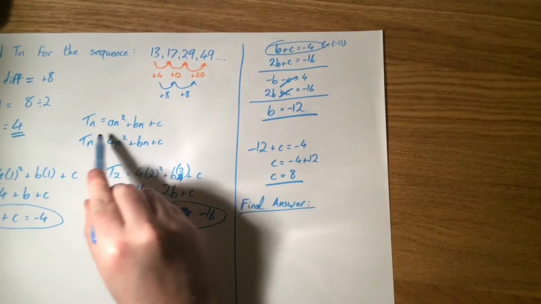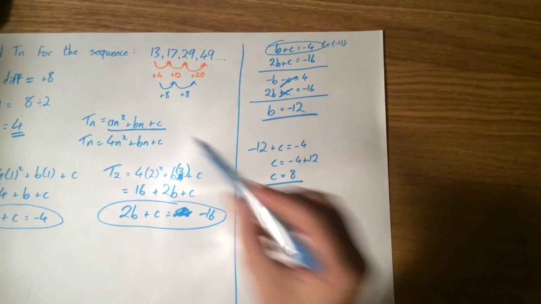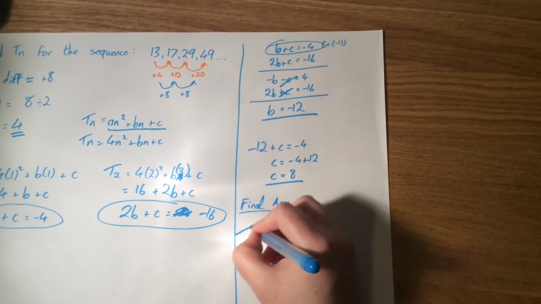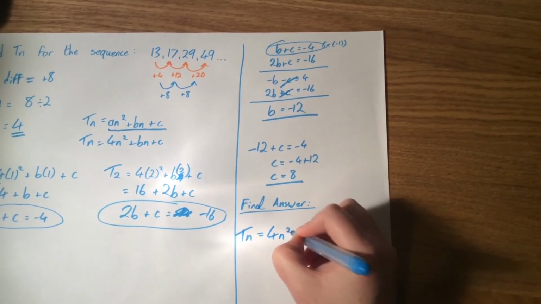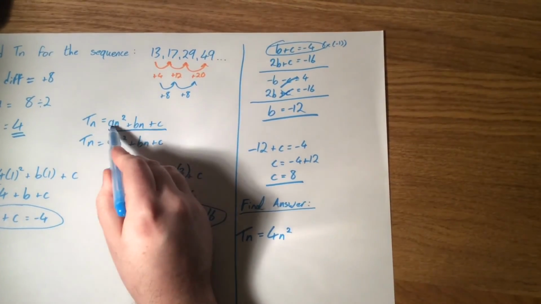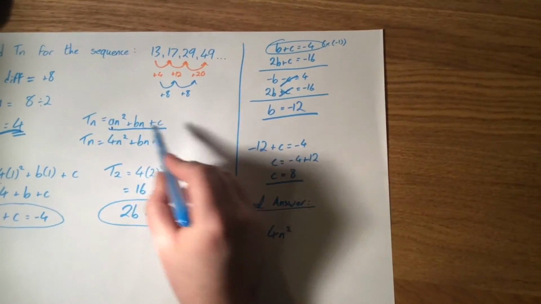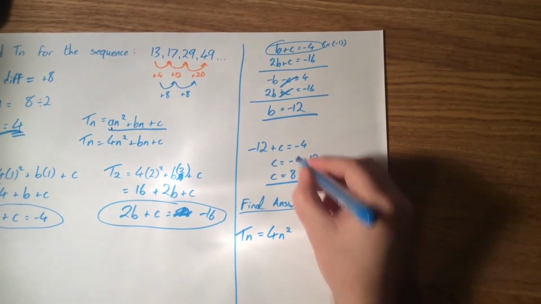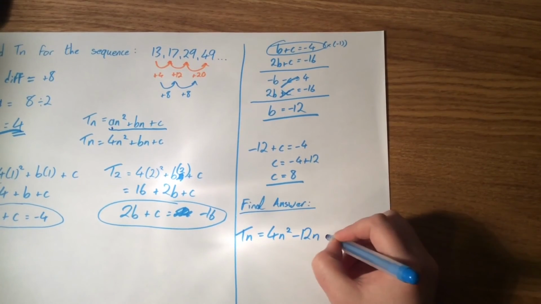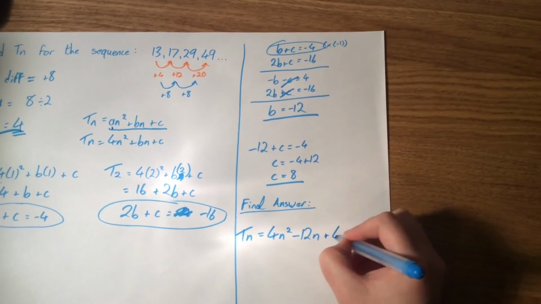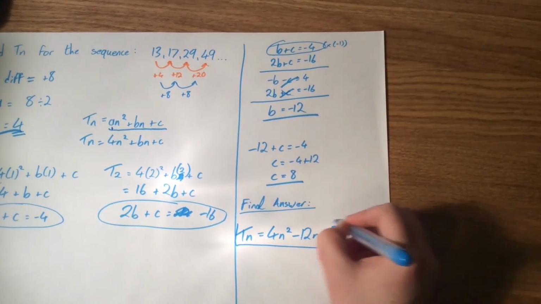So, remember, all sequences follow this pattern here. So t of n of this sequence is going to equal 4n squared, because a is equal to 4. Then b multiplied by n, we worked out that b is minus 12, so it can be minus 12 times n, plus c, which is 8. And that's my final answer there.